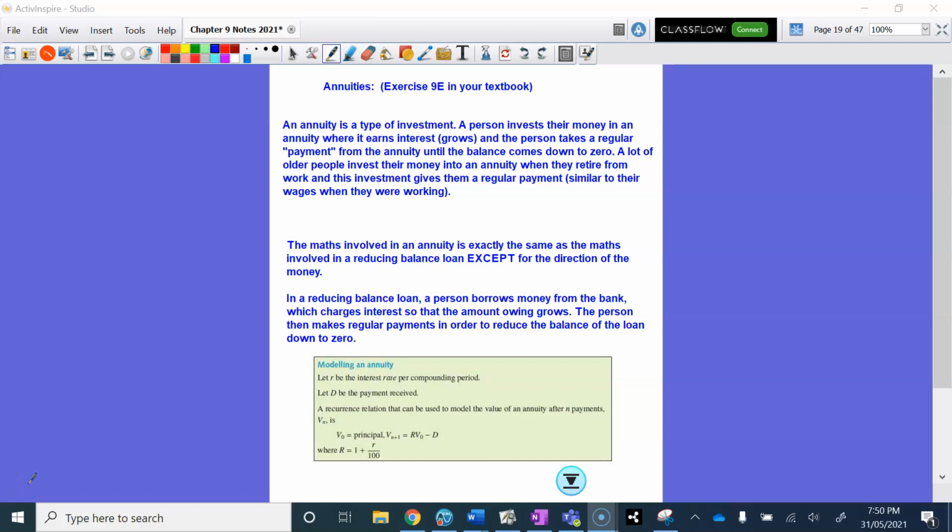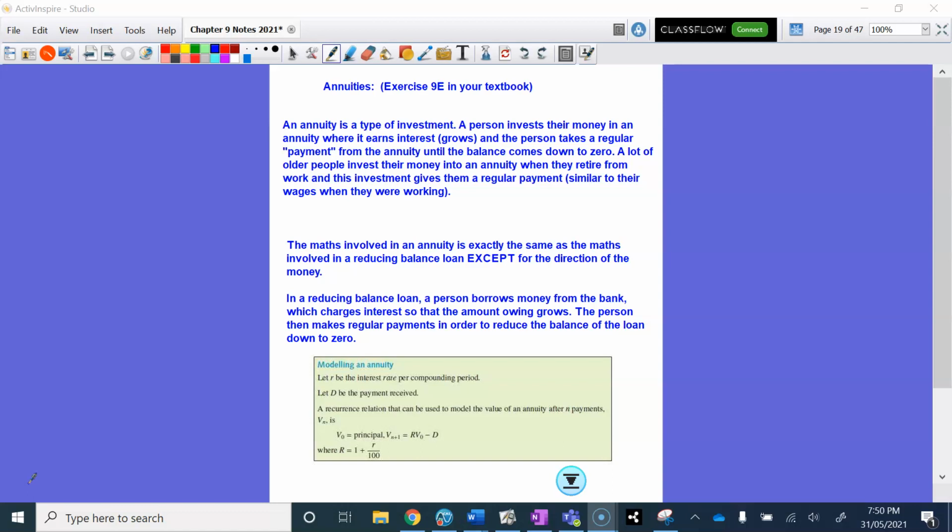This video is to do with annuities, and the exercise in your textbook that it is related to is exercise 9E. So an annuity is just a type of investment. With this type of investment, a person invests their money in an annuity. They put it in the bank, for example, and it earns interest. Okay, so the money grows a little bit, and then the person takes a regular payment from that annuity until the balance reduces down to zero.